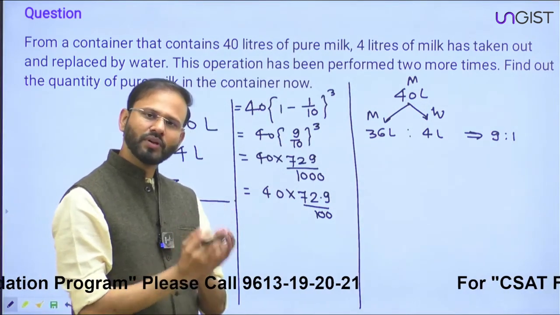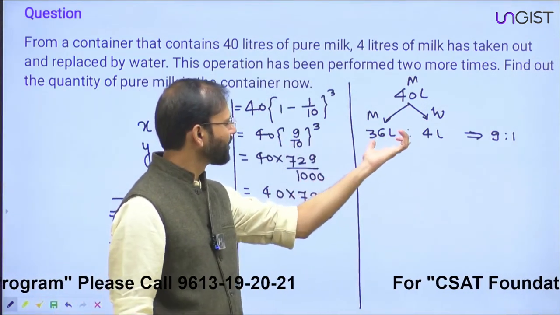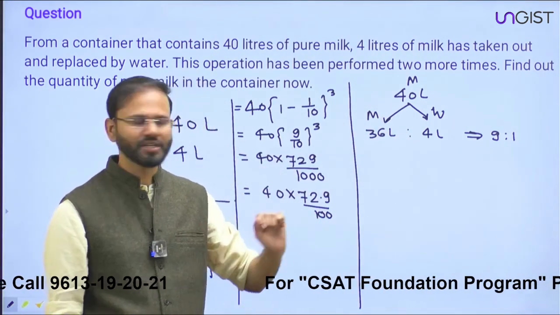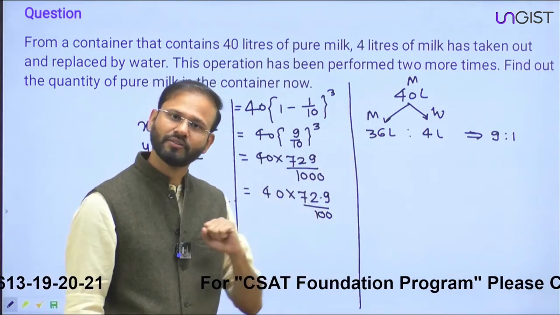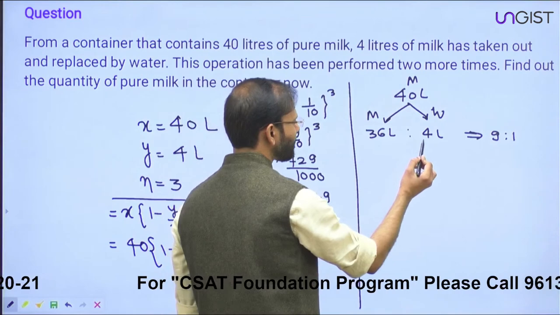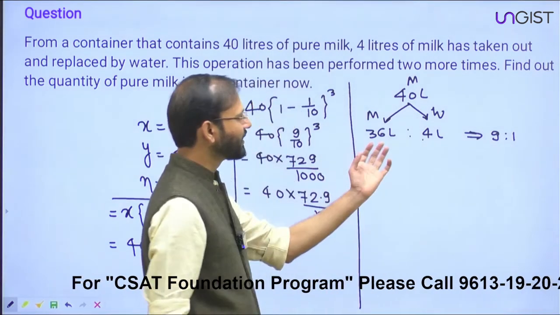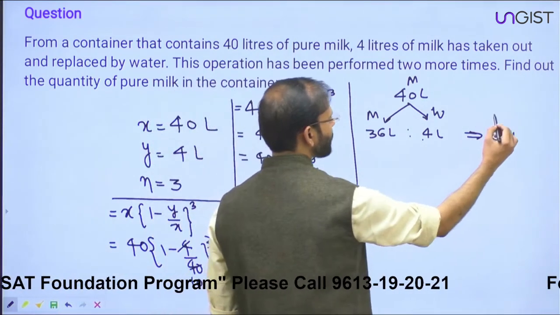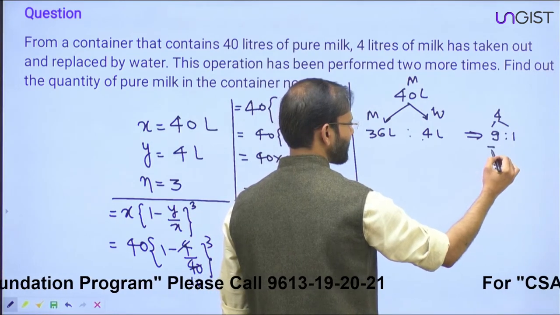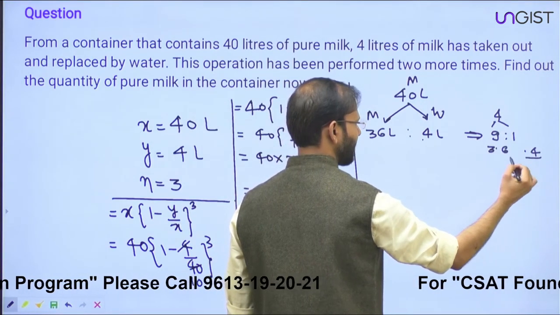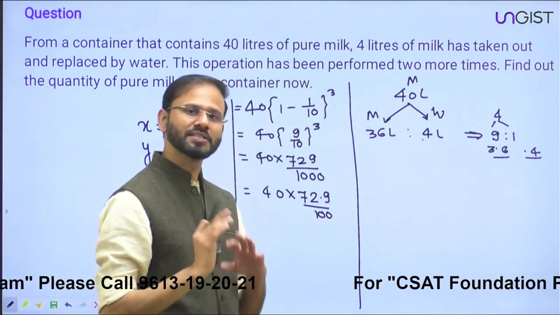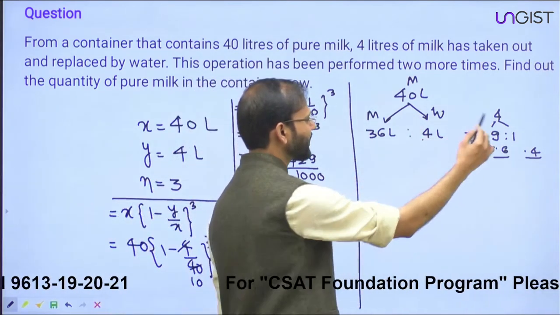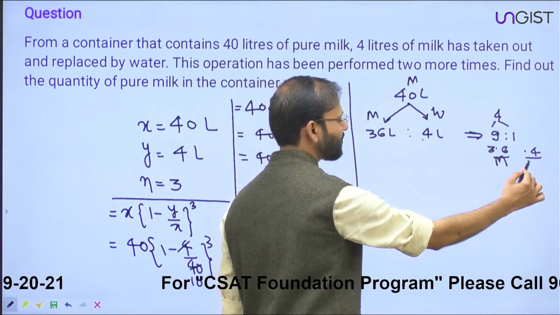Now if you take something out of it, it will come out in the ratio 9:1. So now guys, if you take 4 liters of this out, that 4 liters will come out in the ratio 9:1. Okay? If you divide 4 in the ratio 9:1, you get 3.6 and 0.4. Listen carefully: if you take out 4 liters of this mixture, it will contain 3.6 liters of milk and 0.4 liters of water.